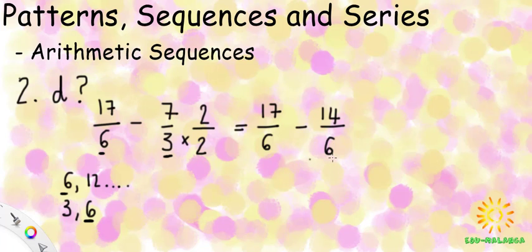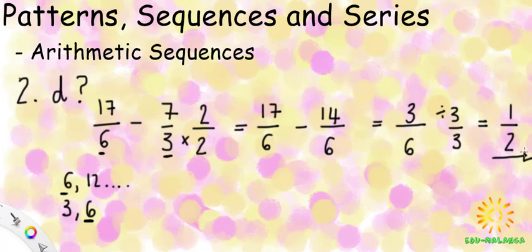Now that we have the lowest common denominator, we can add or subtract the numerators of this fraction. The denominator will not change. 17 minus 14 is equal to 3. We've got 3 and 6. We know that 6 is a multiple of 3, so we can divide this further by 3 in order to simplify the expression, and we end up with 1 over 2 as the final answer.